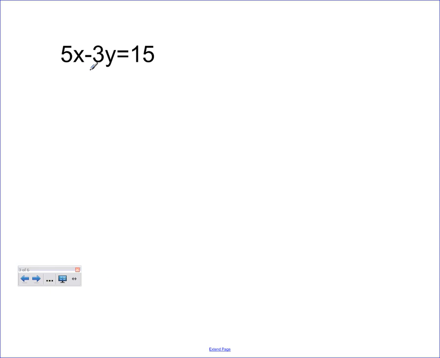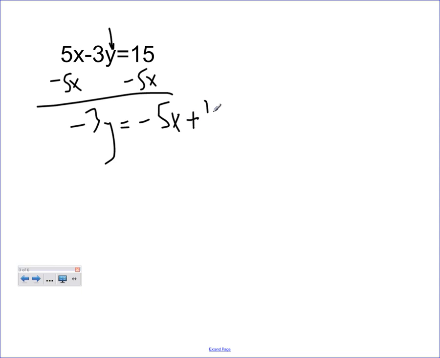So same story. Want to get y all by itself. This y right here wants to be all by itself. So the only thing hanging around with it is that positive 5x. So we subtract 5x from both sides. We're left with negative 3y equals negative 5x plus 15. Next, we're going to divide by negative 3. In this case, divide everything by negative 3.